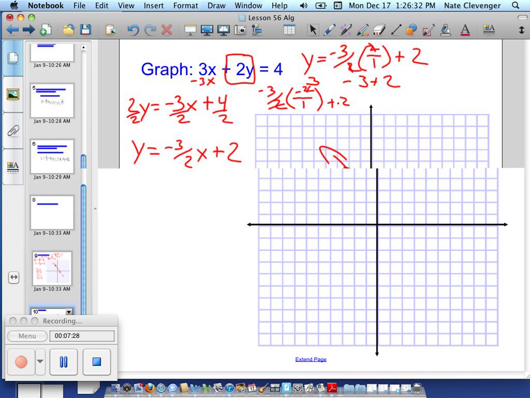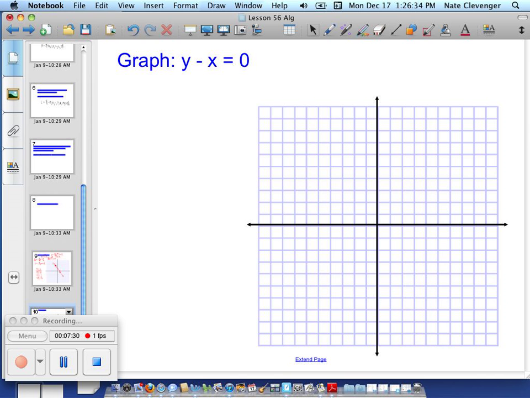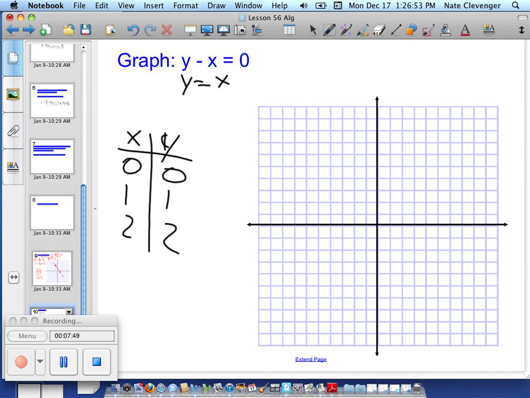We should do the one in the book, problem 16. Okay, this one has y minus x equals 0. So we solve for y. This one's easy enough that y equals x. So whatever we plug in for x, that's what y is going to be. And then you plot those. No big deal on that.